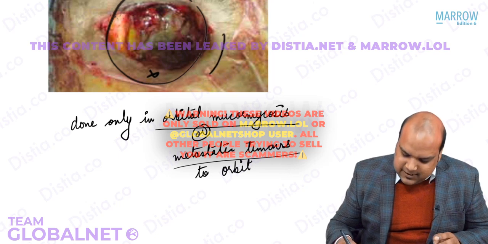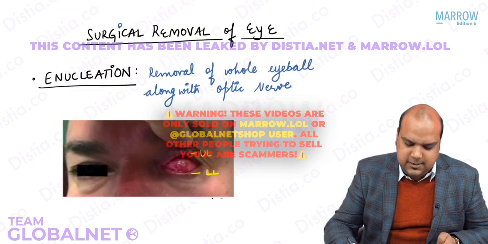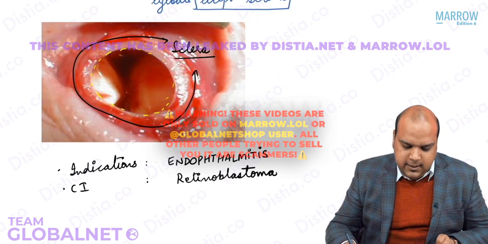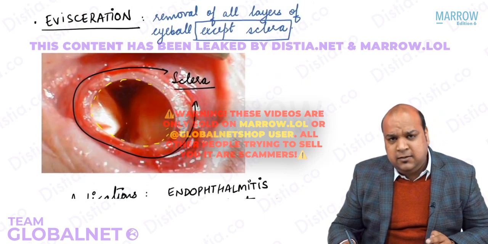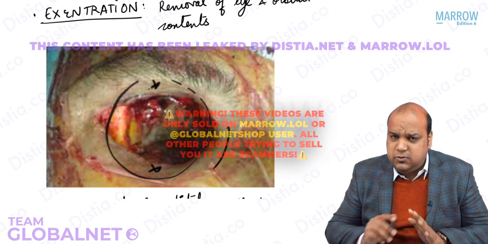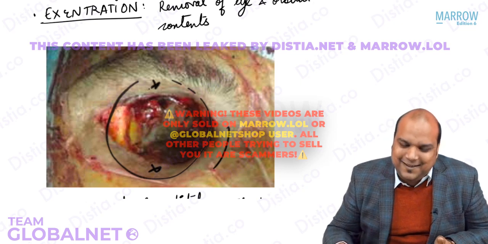Right, guys? So these are the three surgeries, everybody. Again, you can see the images. Enucleation, eyeball only. Evisceration, except sclera, everything. And exenteration along with the eyelids and everything. So total complete removal. Done, everybody?